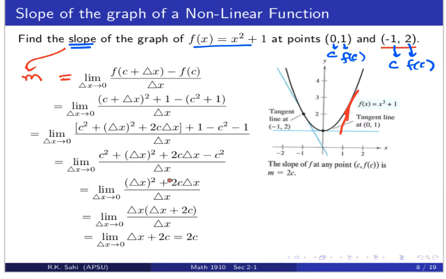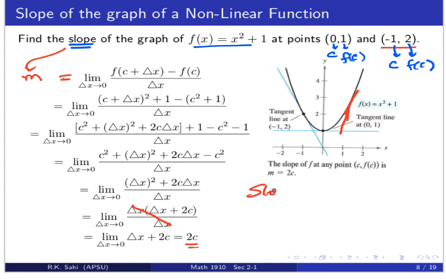Now, clearly in the numerator delta x is common, so we have delta x plus 2c, and we can easily cancel out the delta x's. What are we left with? The limit as delta x approaches 0 of delta x plus 2c. Wherever you see delta x, plug in 0, so your final limit, or the slope of this graph in general form, is simply 2c. So let's look at what the slope is at this point.